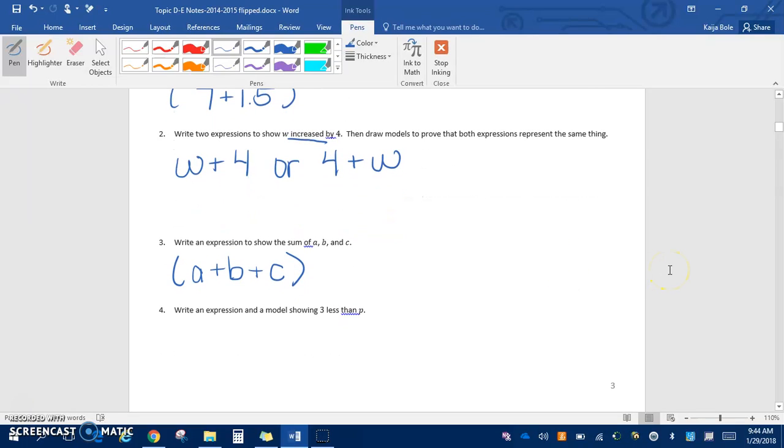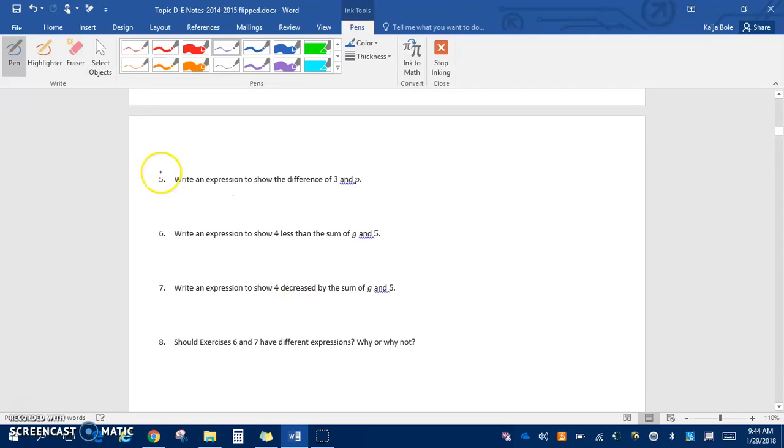And then number 4 says to write an expression and a model showing 3 less than P. So again, we have that phrase less than here, which means we need to switch the order. So that means we would have P minus 3. Alright, on the next page, I want you to try numbers 5, 6, and 7 on your own. Go back and look into your notes to help you think about those key words. And don't leave them blank. Even if you're not quite sure, just put something down on the paper and we will go over them in class tomorrow.